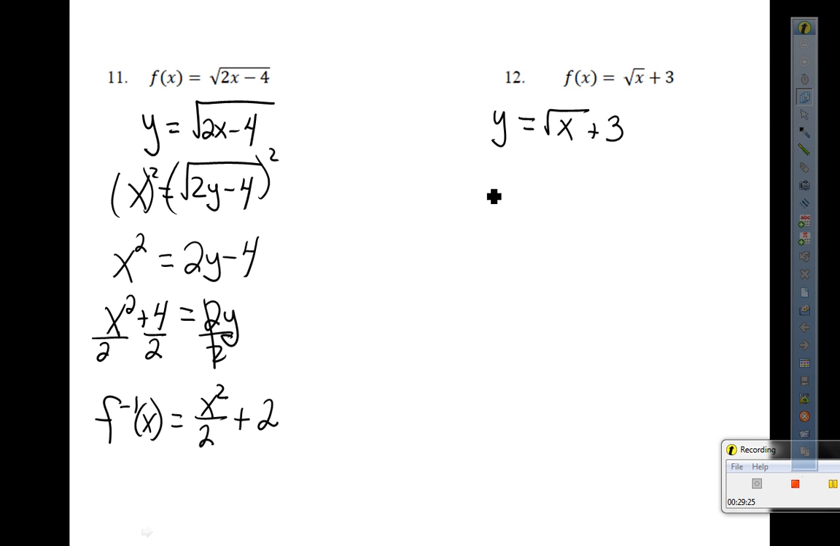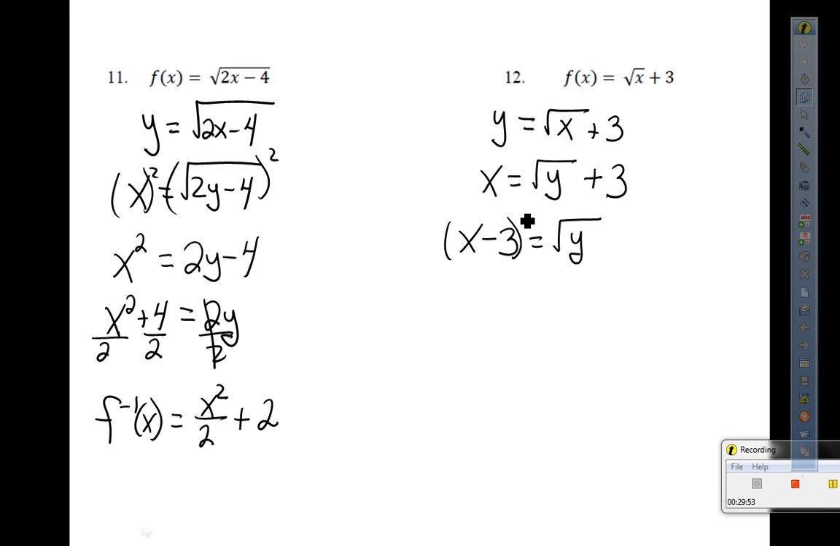I'm going to switch the x and the y. So I got the square root of y. Hey, but notice this time that plus 3 is outside the radical. It's outside the radical. Here's what we got to do. I got to subtract 3 from both sides first. What we have been doing is squaring both sides, but that's not going to help us.